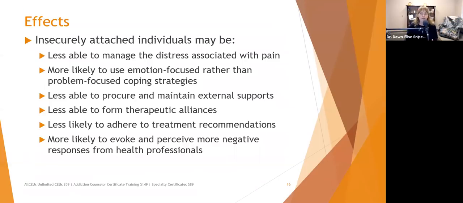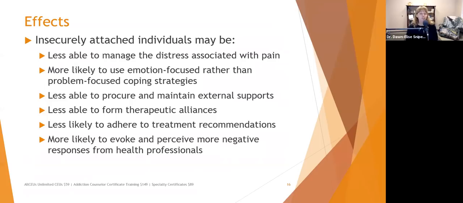They're less able to procure and maintain external supports. If they don't trust anybody's going to be there for them, then they're not going to work at developing those relationships. And relationships take effort. They take time. You can't just meet somebody one day and expect they're going to be there for you 6 months from now after you talk to them for 20 minutes. They're less able to form therapeutic alliances. Well, heck, in their mind, in their internal working model, we are no more consistent and reliable than anybody else in the world. So it's harder for them to trust us. And we need them to be able to feel like they can trust us in order for us to help them try to identify some of those core issues.